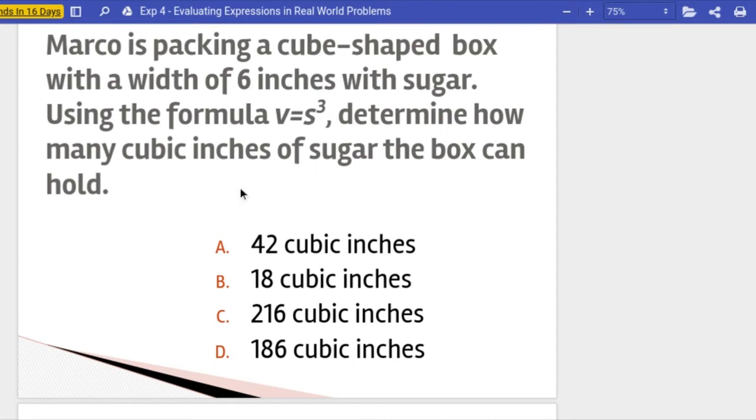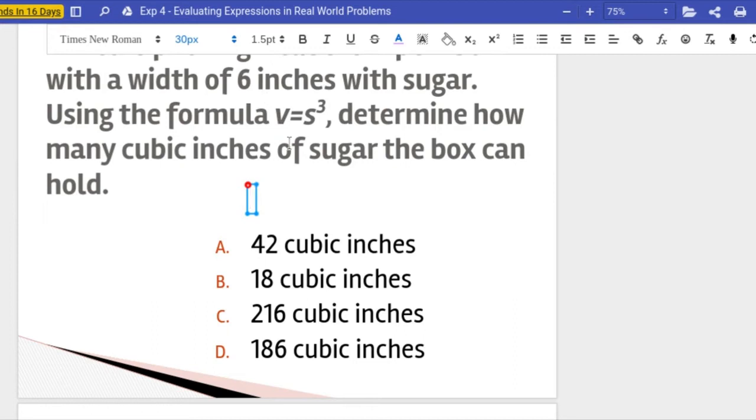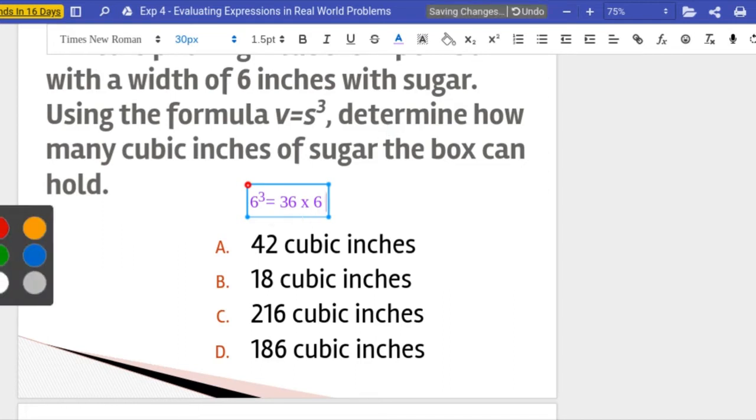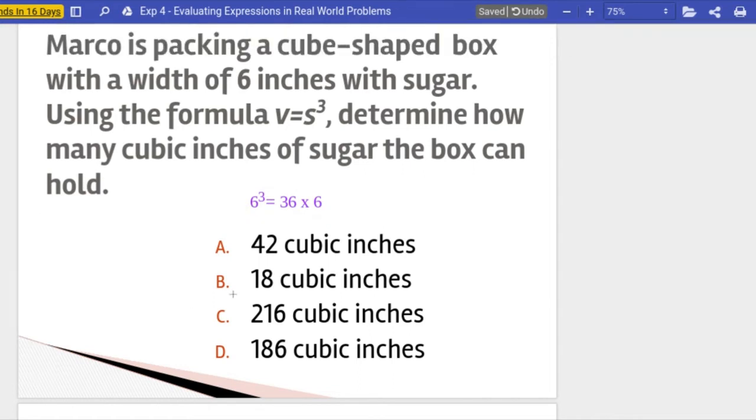So we just need to substitute the value of S, which is 6. So we have 6 to the 3rd power, and we need to figure out what that is. So that would be 6 times 6 times 6. So that would be 36 times 6. And 36 times 6 is 216. So our correct answer would be C. He needs 216 cubic inches of sugar to fill that box.